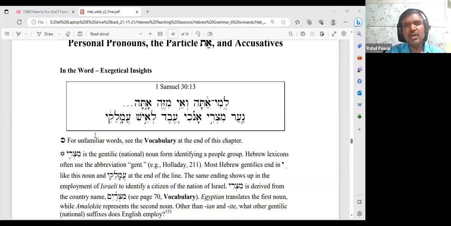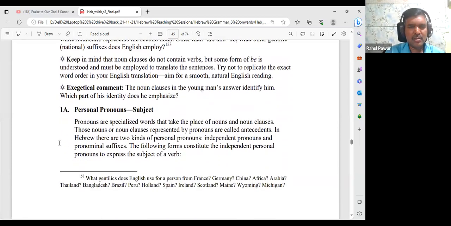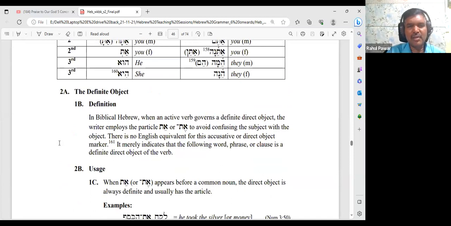If you come to chapter 12, there is the personal pronoun, the particle eth and accusative he. This definite object marker will not be asked in the exam, but this is just for your knowledge. For example, in the first verse of the Bible, Genesis 1:1, we have Bereshit bara et hashamayim ve'et haaretz. So et is the direct object marker.